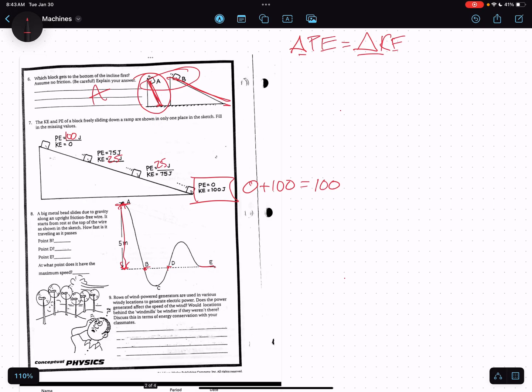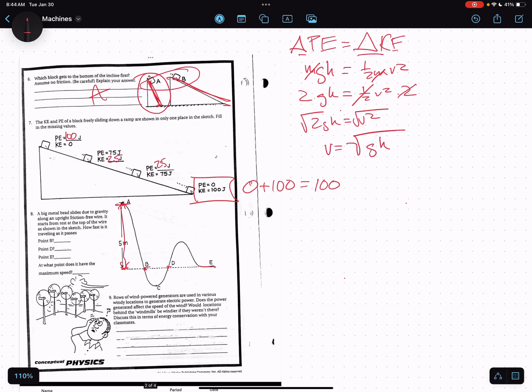Okay, so what do we got? mgh is equal to 1/2 mv squared. Again, the masses cancel out, so we have gh is equal to 1/2 v squared. I went very fast, but to cancel out the 1/2, I multiply both sides by 2. So I have 2gh is equal to v squared. I square root both sides, and I have that v is equal to the square root of 2 times gravity times height.